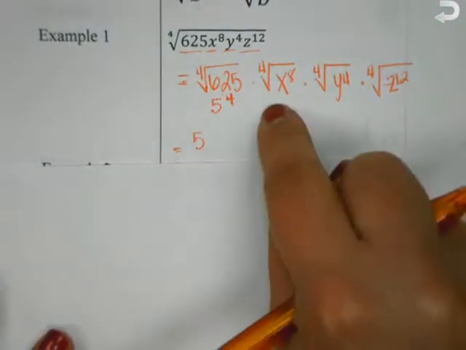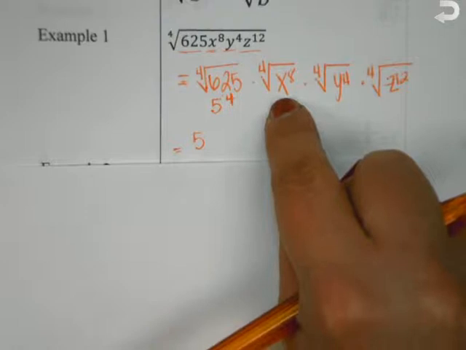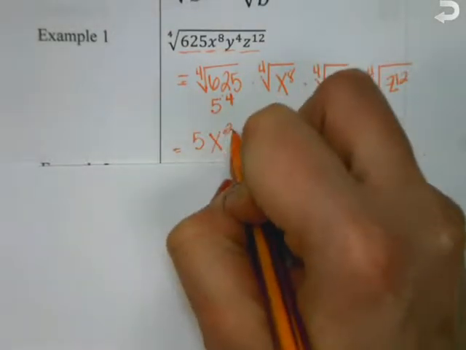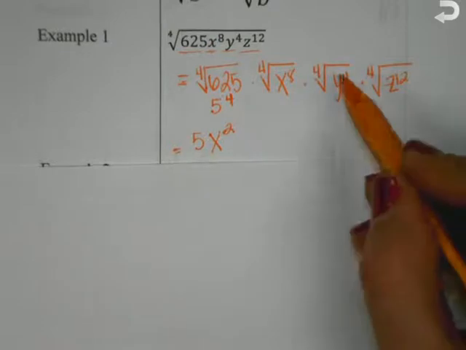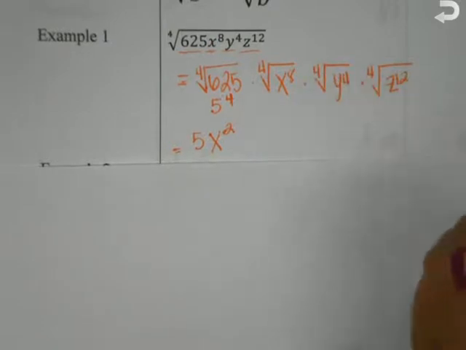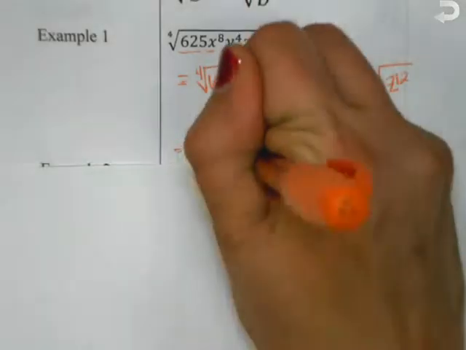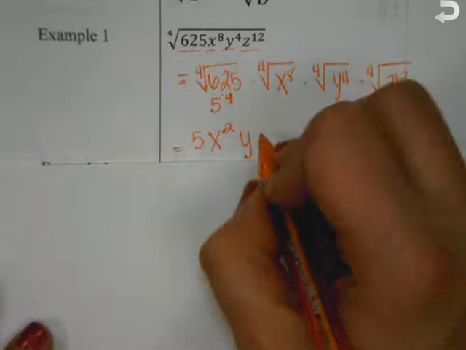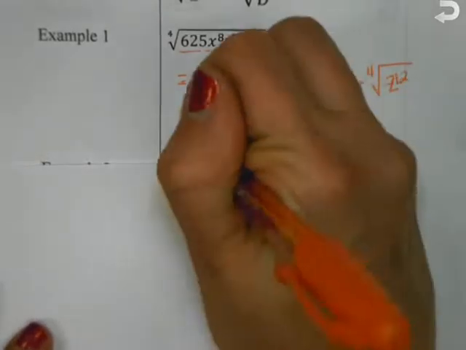Now let's look at this one. The fourth root of x to the 8th. So I'm thinking, what times itself 4 times is going to give me x to the 8th? X squared. What about the fourth root of y to the 4th? What times itself 4 times is going to give me y to the 4th? Y. And then what about z to the 12th? What's the fourth root of z to the 12th? Z to the 3rd. So that would be our answer.